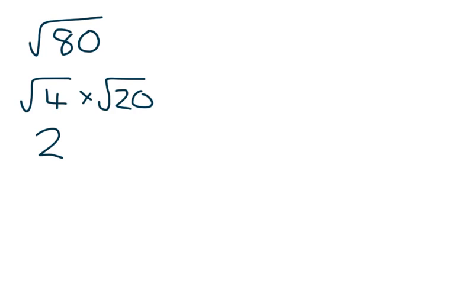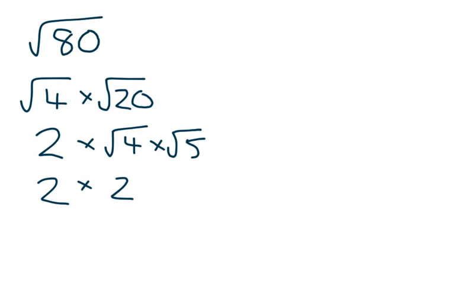Now, root 20. 20 is not a square number, it's a surd. But can I split root 20 up? Yeah, I can. I can say root 20 is root 4 times root 5, isn't it? And when I do that, I notice that the square root of 4 will give me 2. It's a square number, isn't it? And then times root 5 will have to stay as root 5. It's a surd. And then just to tidy that up at the end, we've got 2 times 2 is 4, and I should have 4 root 5. So root 80 will simplify to 4 root 5.